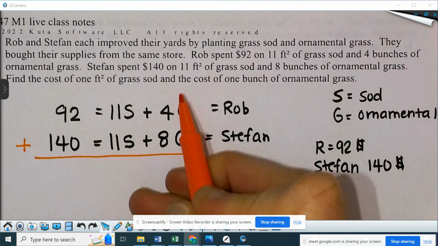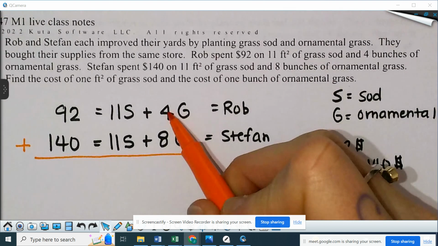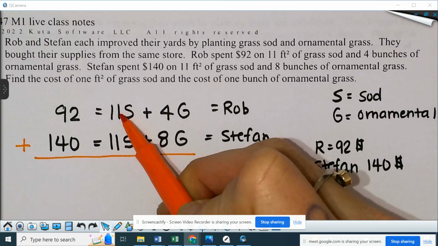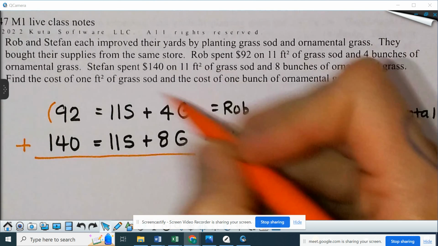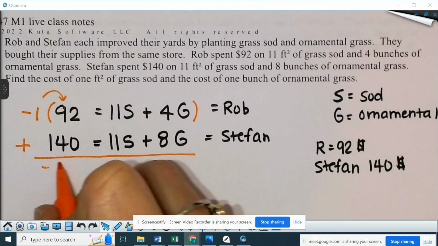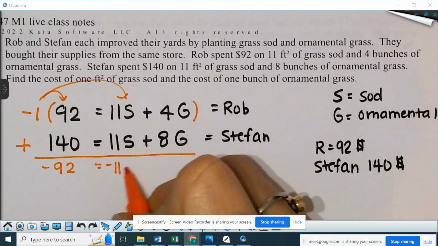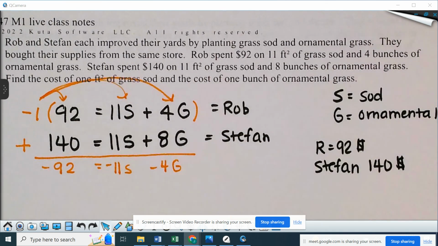And when we add straight down, we want something to cross out. It's easy to turn a 4 into an 8. We could multiply it by a -2, but we have matching 11s. So if we multiply one of these rows, and in this case, we just need one of the 11s negative, so it doesn't matter which one. I'm going to do the top one, multiply by a -1. That gives me a -92, -11s, and -4g.